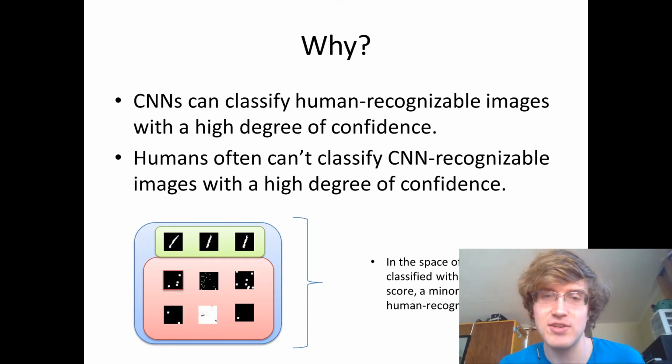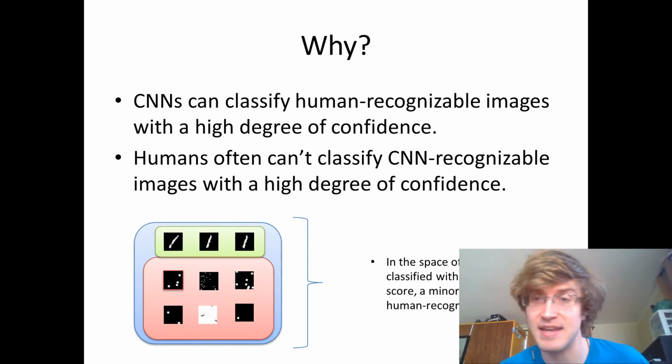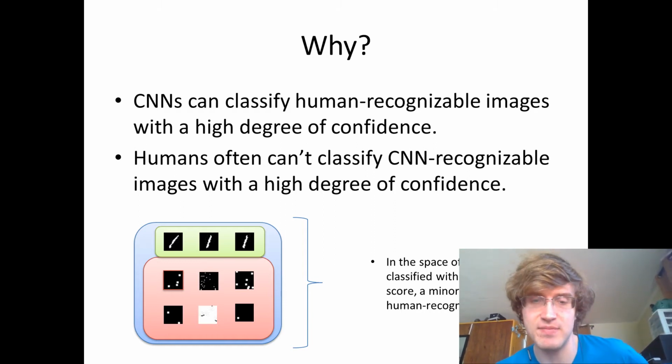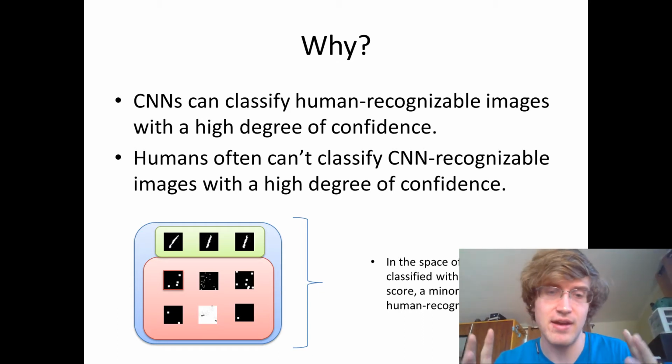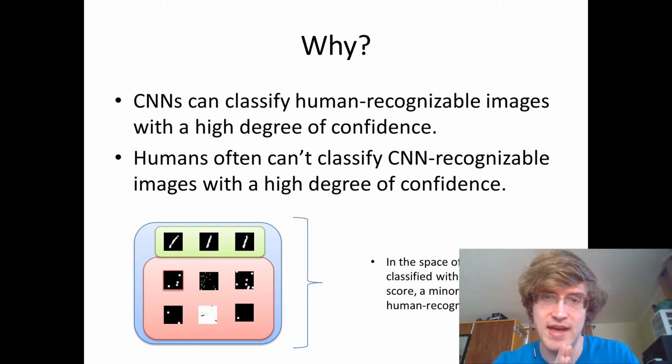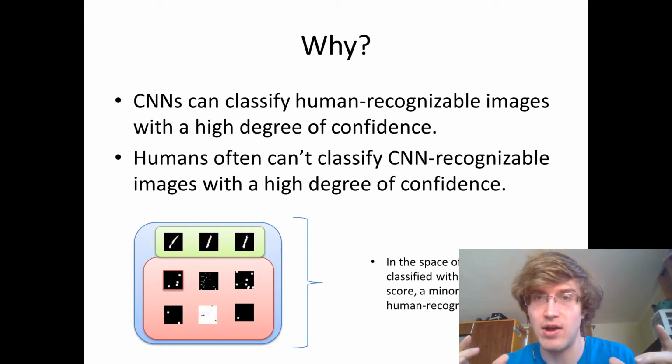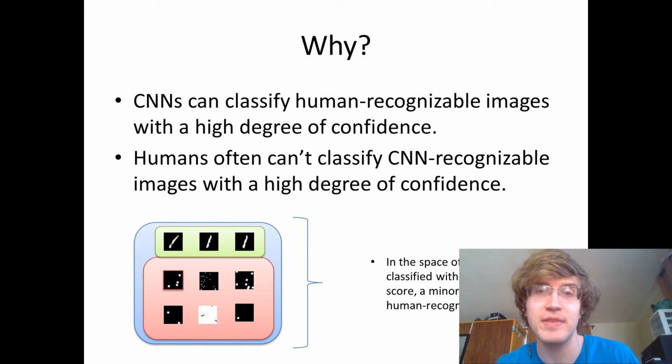So what's going on here? Basically, CNNs are good at classifying human recognizable images, but the reverse isn't true. Humans aren't good at classifying CNN recognizable images to a high degree of confidence. And basically, what this means is there is a space of all images that a CNN will classify with a high degree of confidence. And this includes the human recognizable handwritten images, in my case, but they're a minority. It also includes a ton of other images that to us just look like junk, are not human recognizable at all.